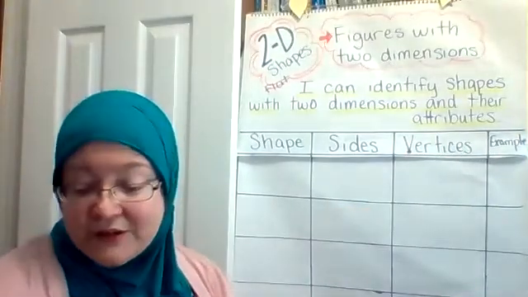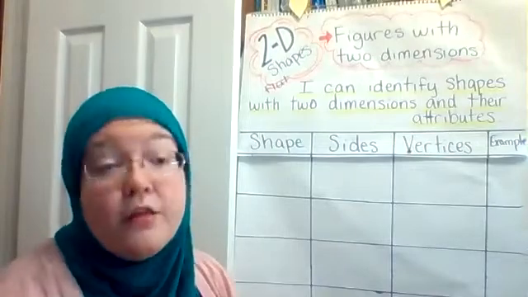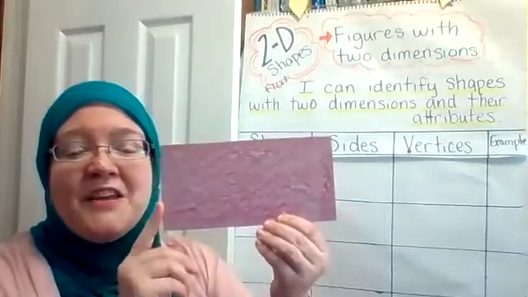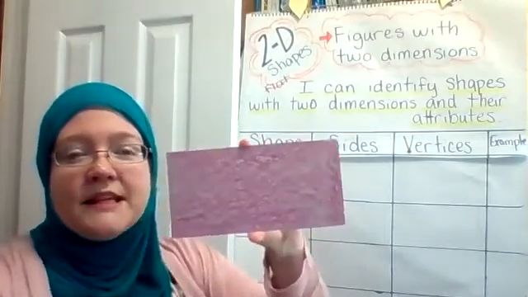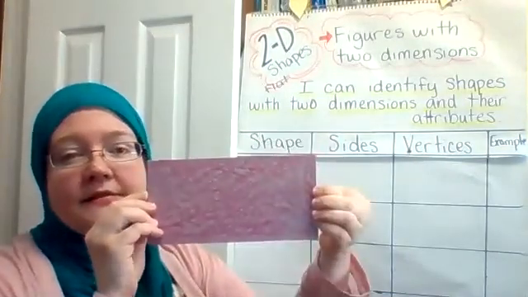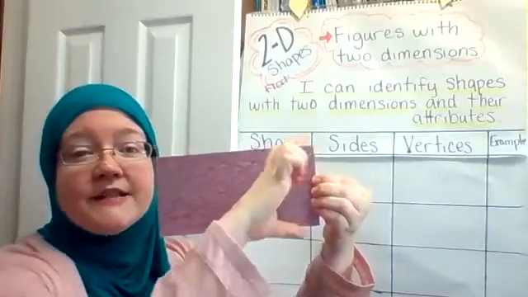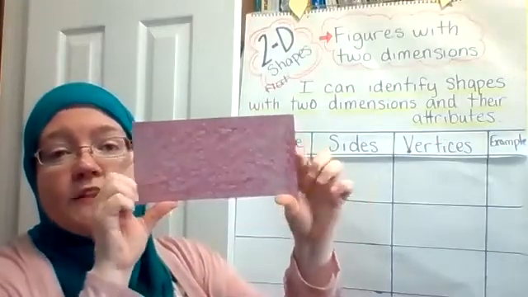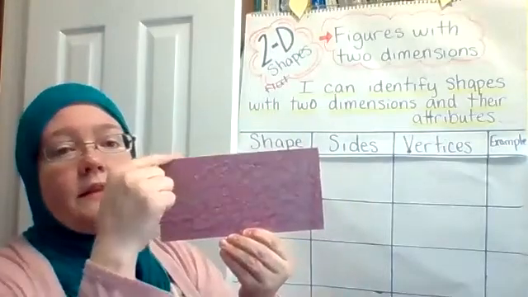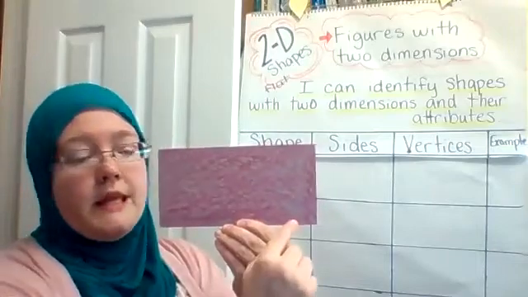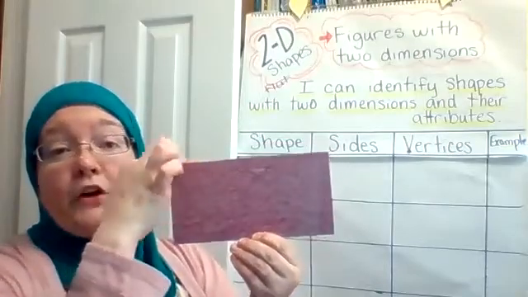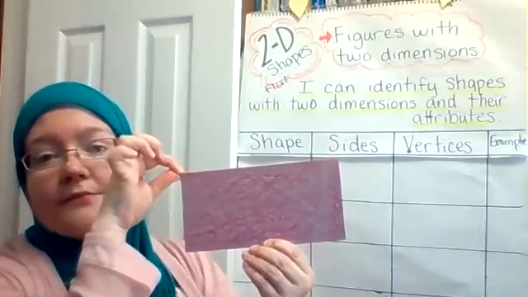Let's go ahead and introduce the four shapes we're going to talk about today, though there are lots of 2D shapes. So we've already seen the rectangle. Let's look at it closely. A rectangle has four sides, but it's special in that it has two long sides and two short sides. Let's count them together. 1, 2, 3, 4. 4 sides.